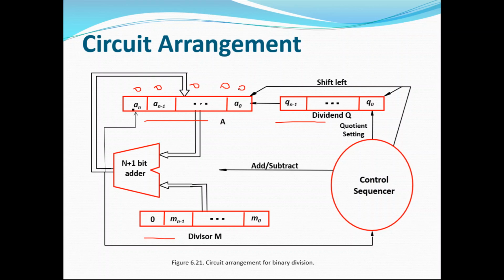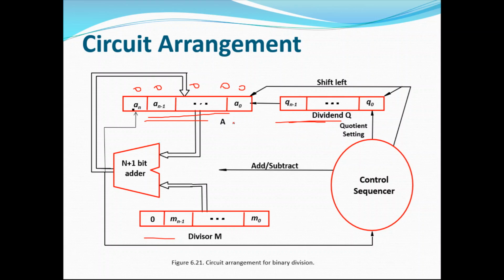So these are the steps. The first step: A contains 0 and Q contains the dividend. Just left shift the content of A. Finally, once all operations are performed, register Q will be holding the quotient and A will be holding the remainder.